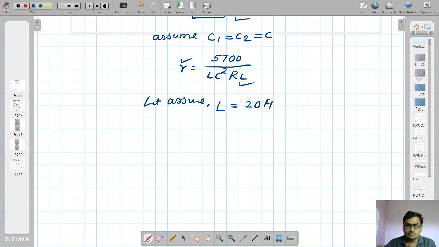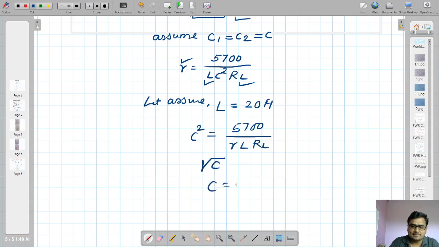Now this value is also known from the equation. Then calculate the value of the capacitor. You will calculate the value of C square: C square will be 5700 divided by the ripple factor, the inductor value and the load resistor RL. After calculating C square, take the square root to get C. Then you will get the value of the capacitor. The value of the capacitor that I got here is 119.37 microfarad. This is my value.